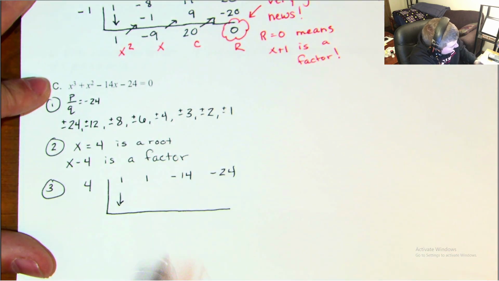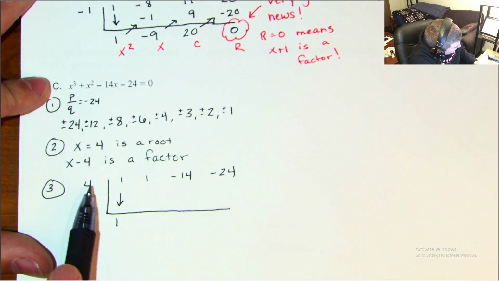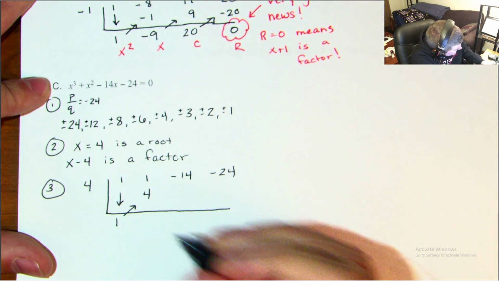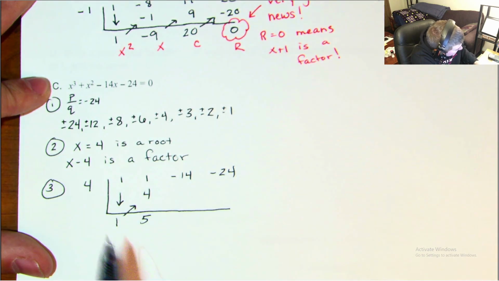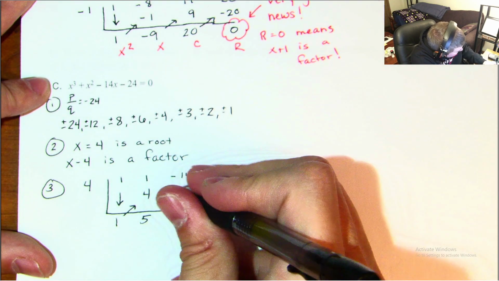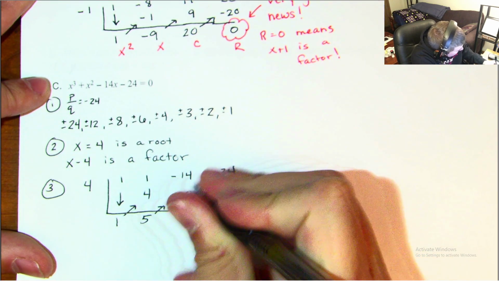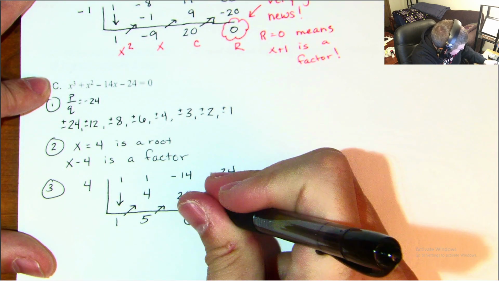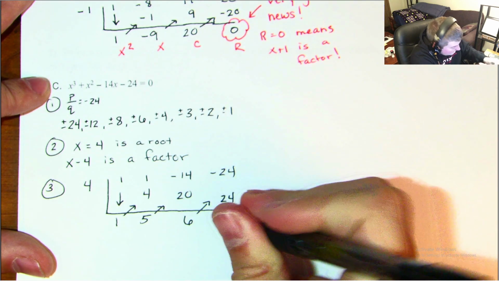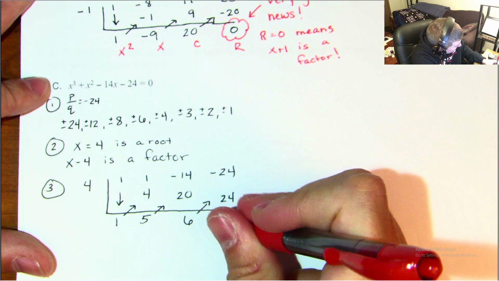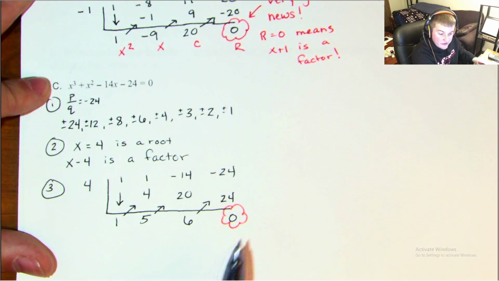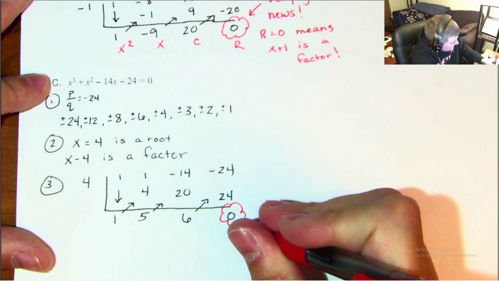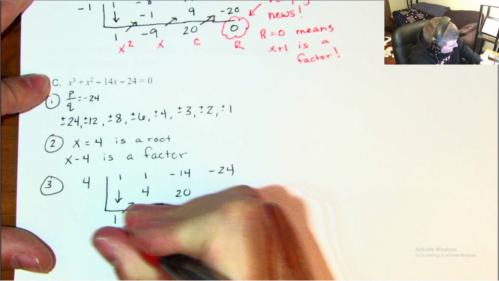Then I would divide. I'm going to drop my 1. 4 times 1 is 4, and I bring that up here. And then this would be 5. 4 times 5 is 20. I'm going to put that here, and I'm going to get 6. 4 times 6 is 24. That's 0. And this is, again, very good news, because my remainder is 0. That means that x minus 4 is a factor. There's my remainder, my constant, my x, and my x squared term.